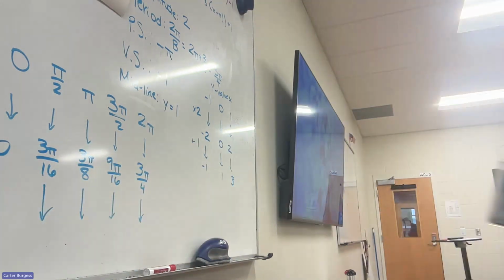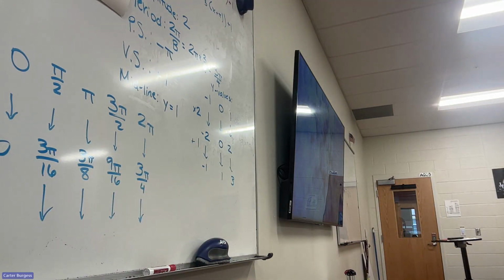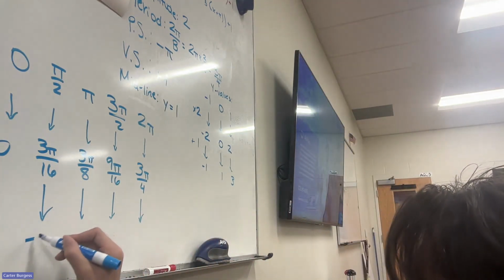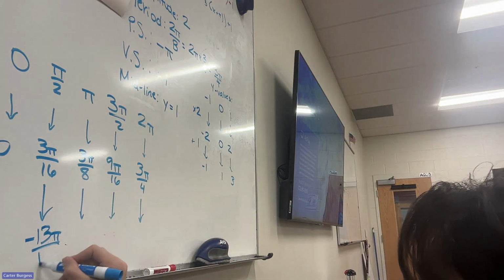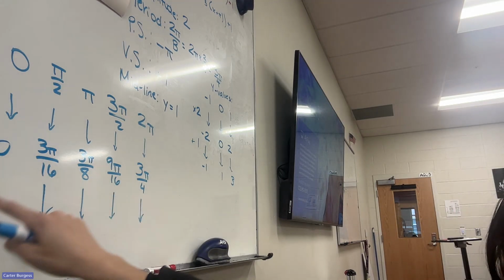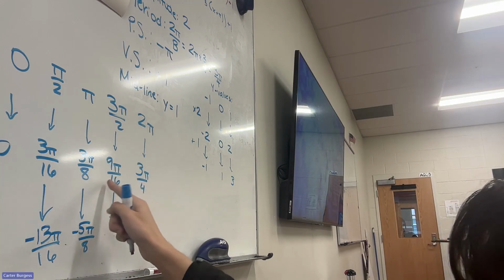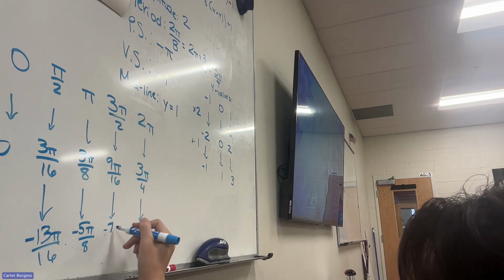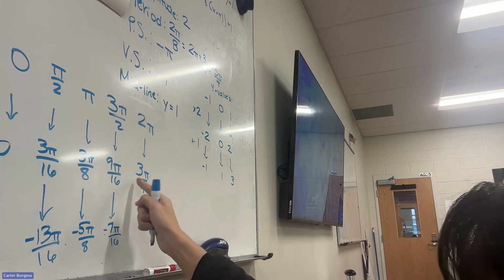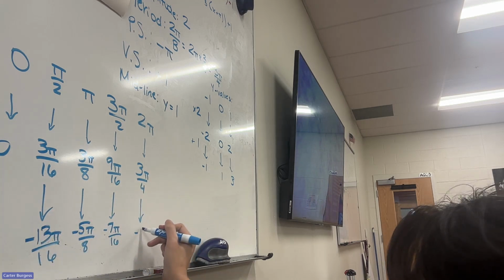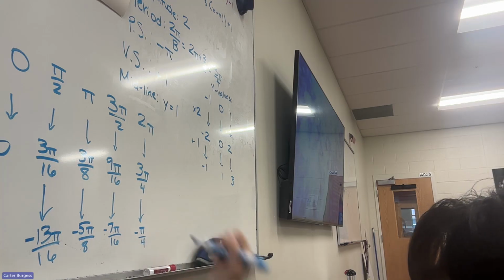3 pi over 4 minus pi. For this, it's convenient to have your pi have a matching denominator. So I'm thinking like 16 pi over 16. I'm thinking 8 pi over 8. I'm thinking 4 pi over 4. So 3 pi over 16 minus 16 pi over 16 gives me a negative 13 pi over 16. 3 pi over 8 minus 8 pi over 8 gives me a negative 5 pi over 8. 9 minus 16 gives me a negative 7 pi over 16. And then 3 minus 4 gives me a negative pi over 4.